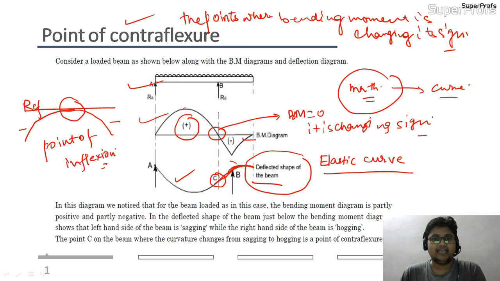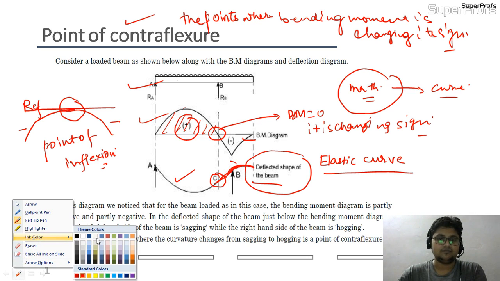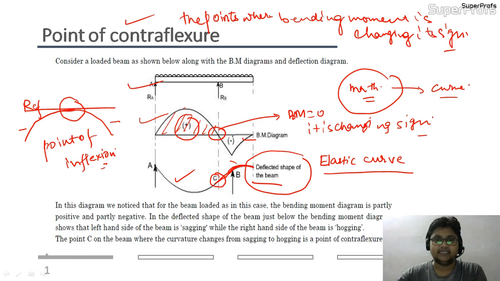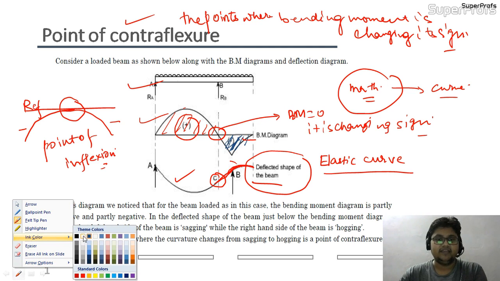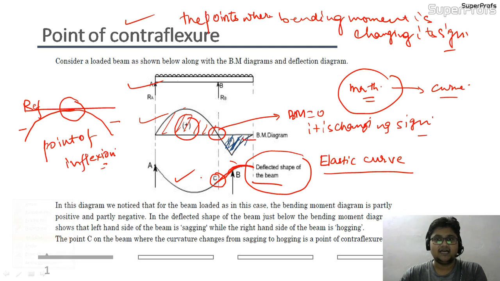So I was only explaining that this red shaded part is positive and this blue region is negative. So as the bending moment is changing sign from positive to negative, we can conclude that it is a point of contraflexure. So point of contraflexure is the point where bending moment is changing its sign.